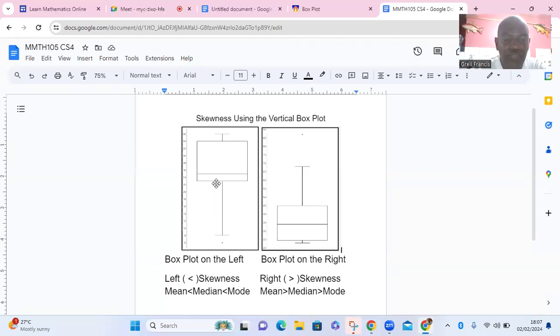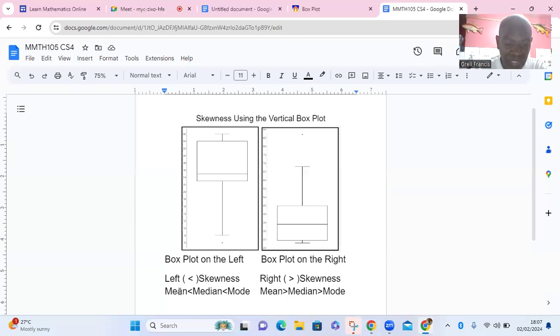Okay. So therefore now you have to realize downwards direction on a vertical scale is the negative direction. And on the horizontal scale, the negative direction is towards the left. So in the end, the box plot on the left is skewed towards the left.